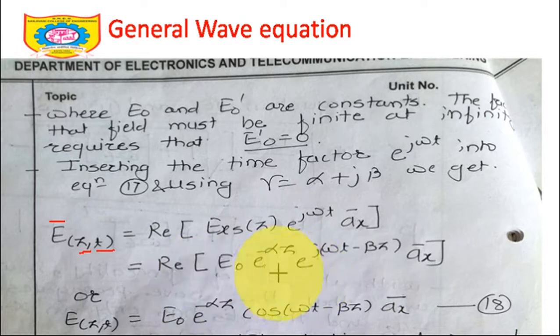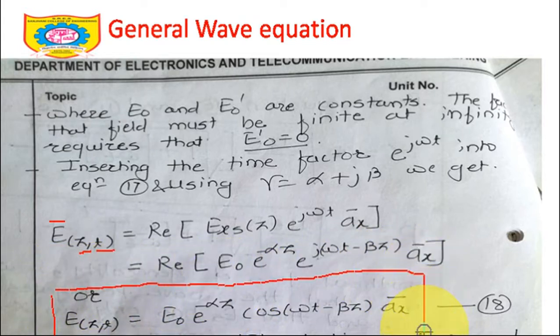In simple words, since it is a real part, I have e raised to minus alpha z, e raised to j omega t minus beta z. I can add them finally, and I will get this as E0 e raised to minus alpha z cos of omega t minus beta z into ax bar. And what is this? This is the wave equation.